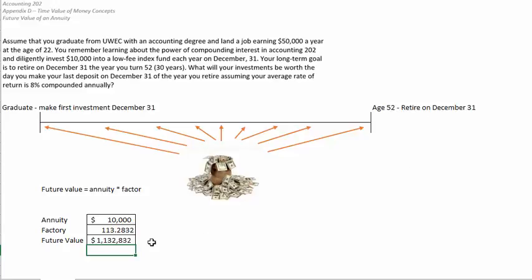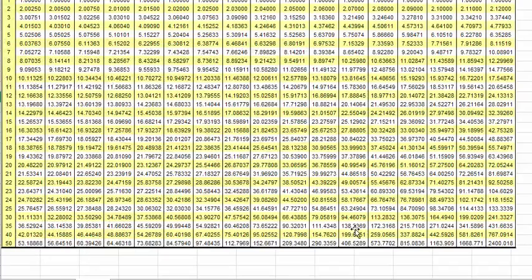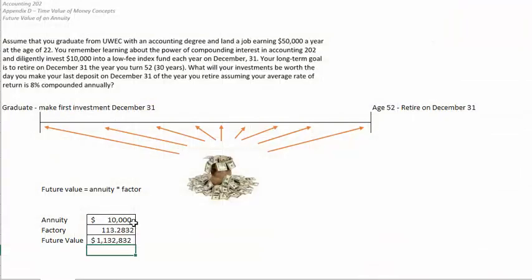So you could extend this and say, well, what if I waited until 62? Then you'd go over here and pull down the 40 year row, and you can see that it's going to grow significantly more. Right here, 259, we have more than double that. So anyways, that's the answer to the problem: 1.1 million.